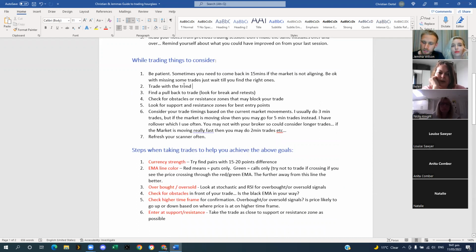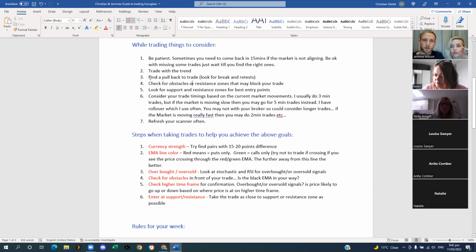Number 2, trade with the trend. When I trade on TradingView, I'd actually trade pullbacks, consolidation with the trend, a whole bunch of different things. But if you want to be safe, especially when you're first starting, just trade with the trend. And I'm going to show you steps to ensure that you are trading with the trend.